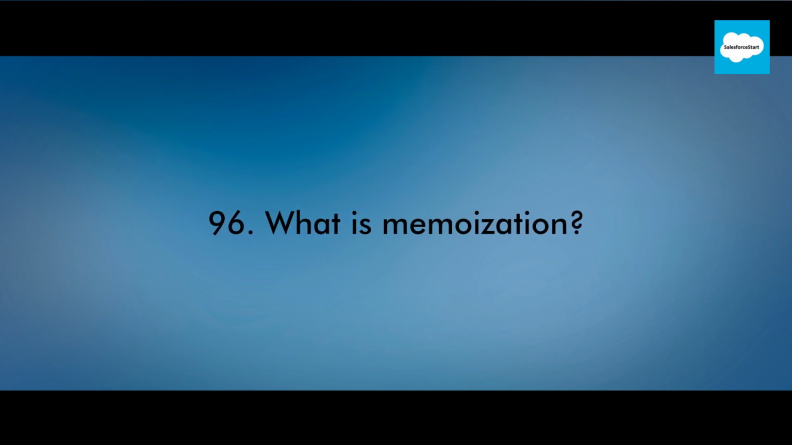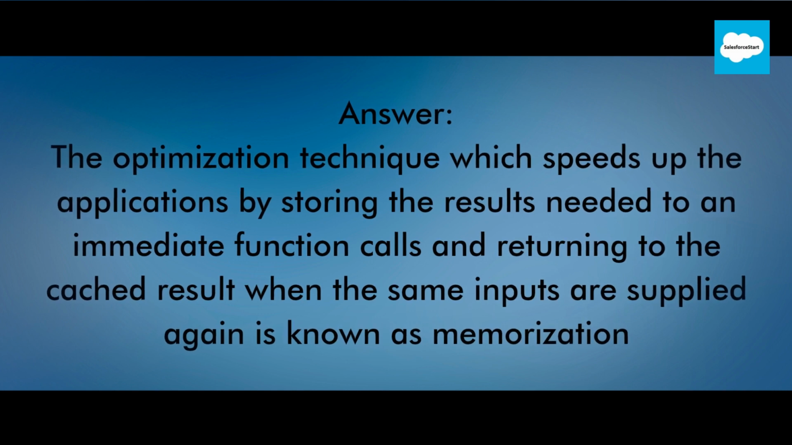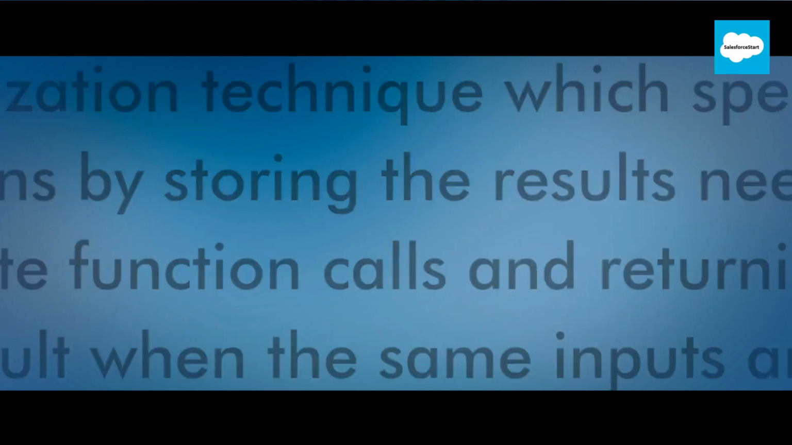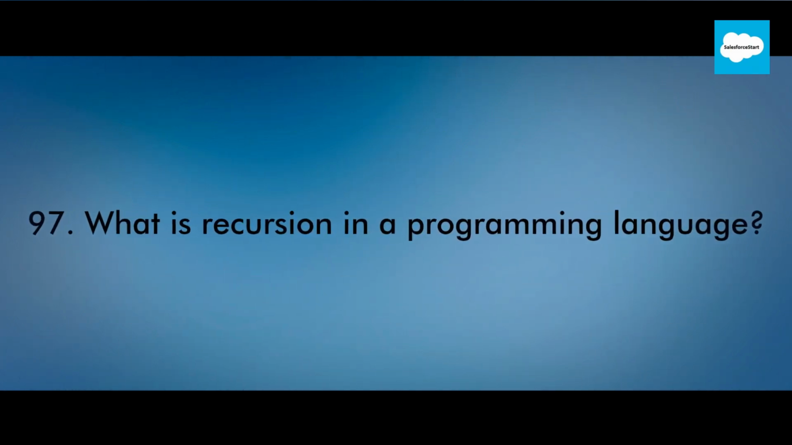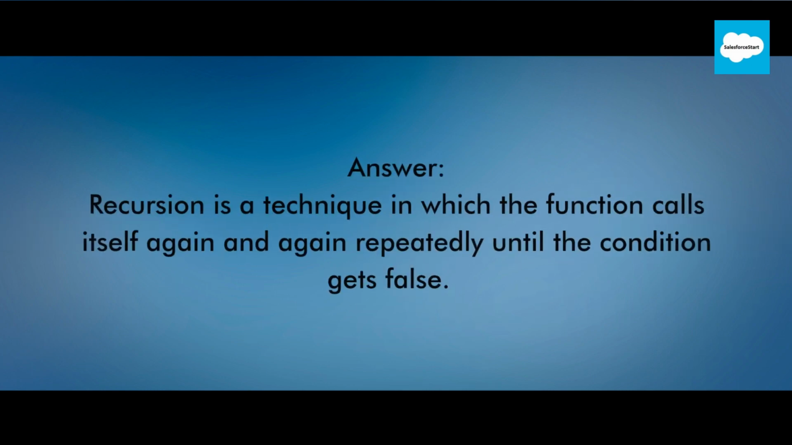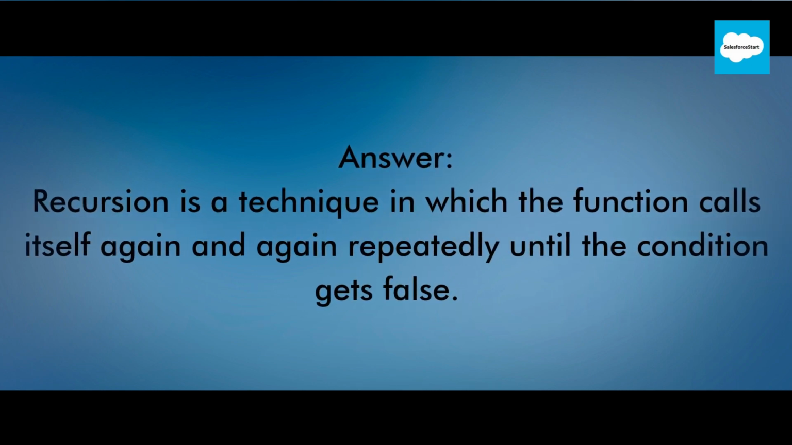96. What is memoization? Answer. The optimization technique which speeds up applications by storing the results of function calls and returning the cached result when the same inputs are supplied again is known as memoization. 97. What is recursion in a programming language? Answer. Recursion is a technique in which the function calls itself again and again repeatedly until the condition becomes false.